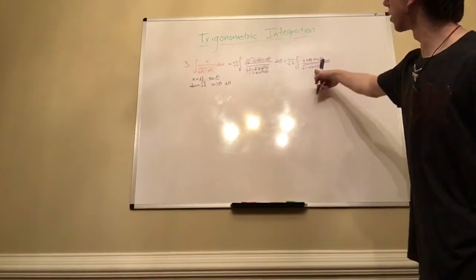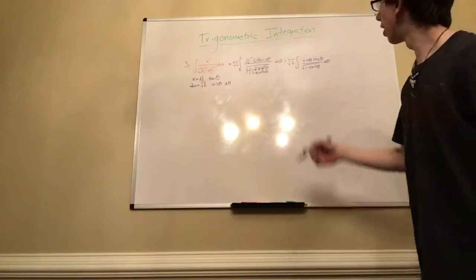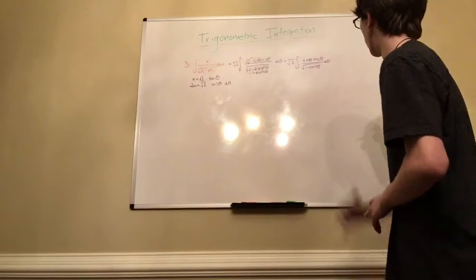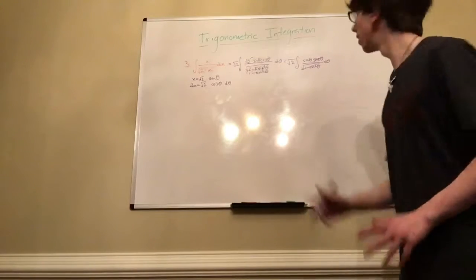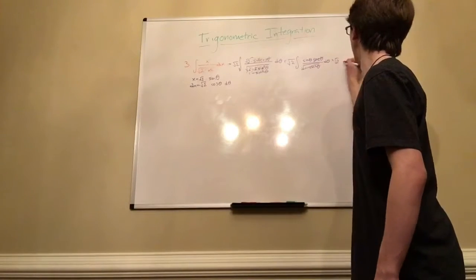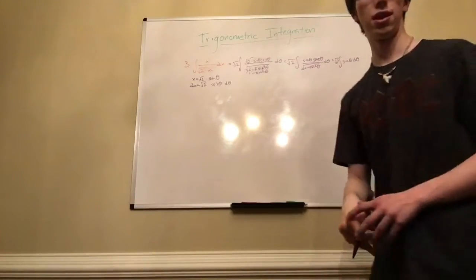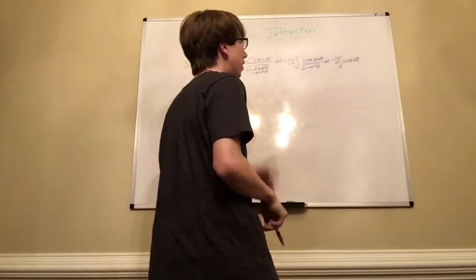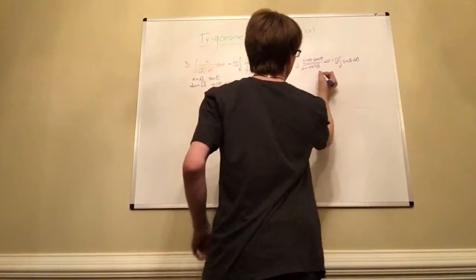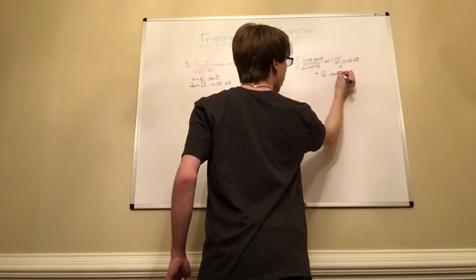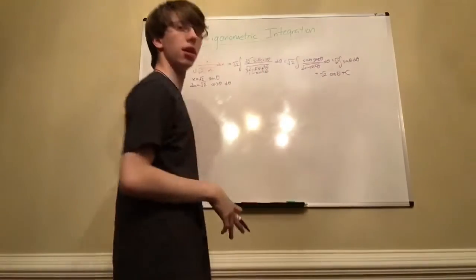And now 1 minus sine squared theta is cosine squared theta. The square root of that is just cosine theta, so we can cancel out the cosine theta. So now we're just left with the square root of 2 integral of sine theta d theta. And we know that the integral of sine theta is negative cosine theta. So this is equal to negative square root of 2 times cosine theta plus a constant c.